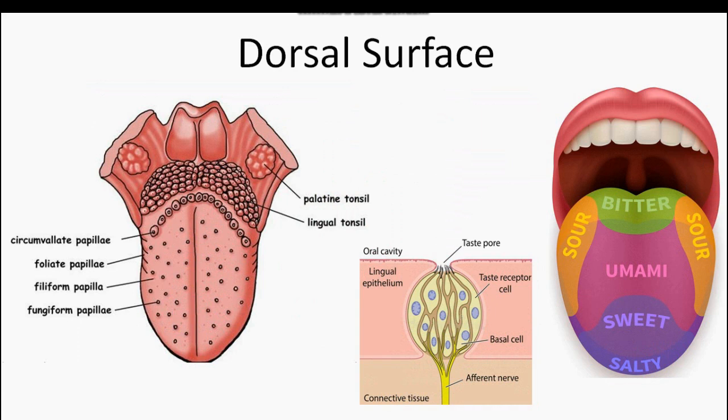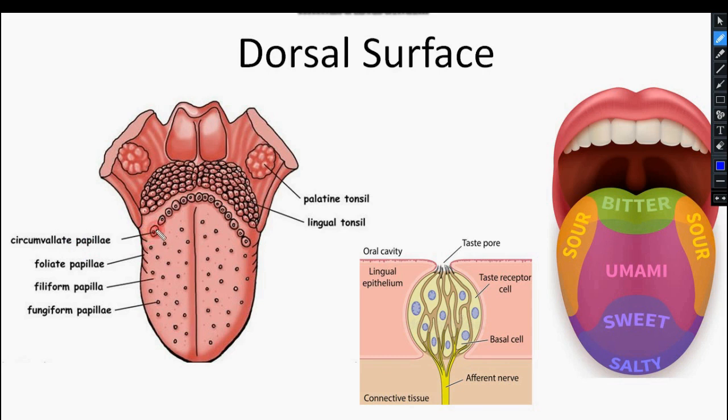Here we can see all these papillae very well arranged. So now we will talk about each papilla one by one. Here we see this vallate papilla, also known as circumvallate papilla. Why is it known as circumvallate papilla? Because we can see it is circular in shape. That's why it is known as circumvallate papilla.